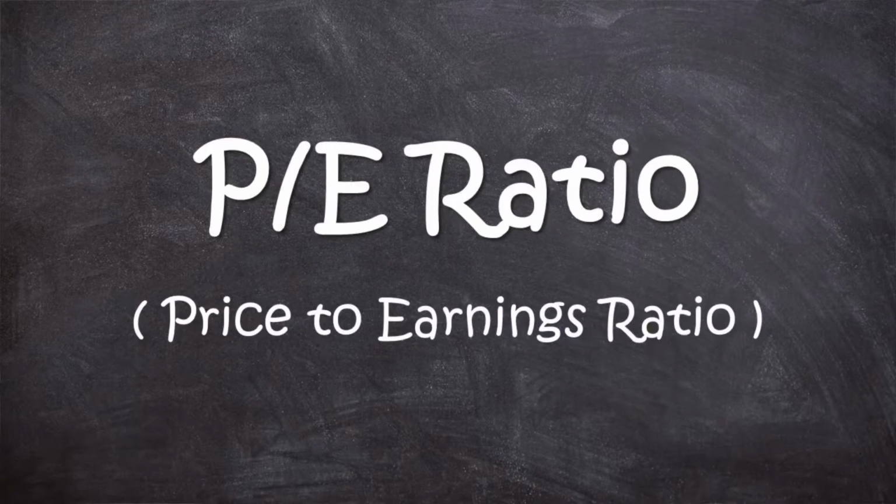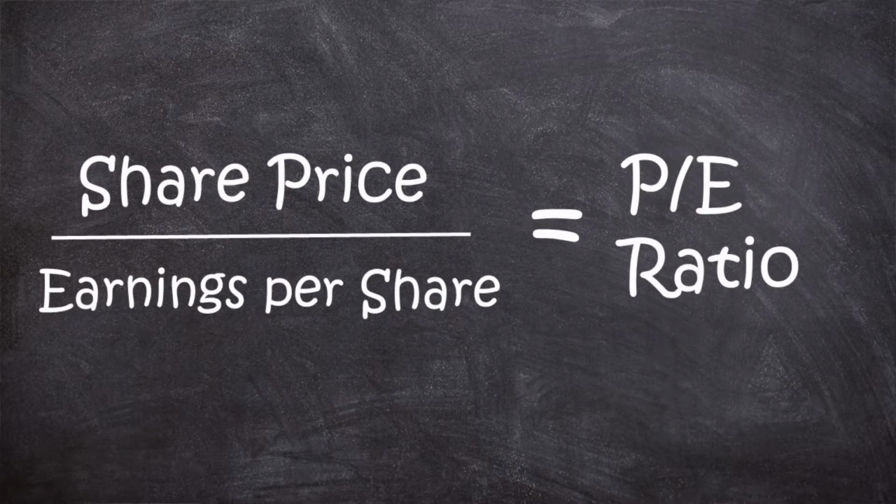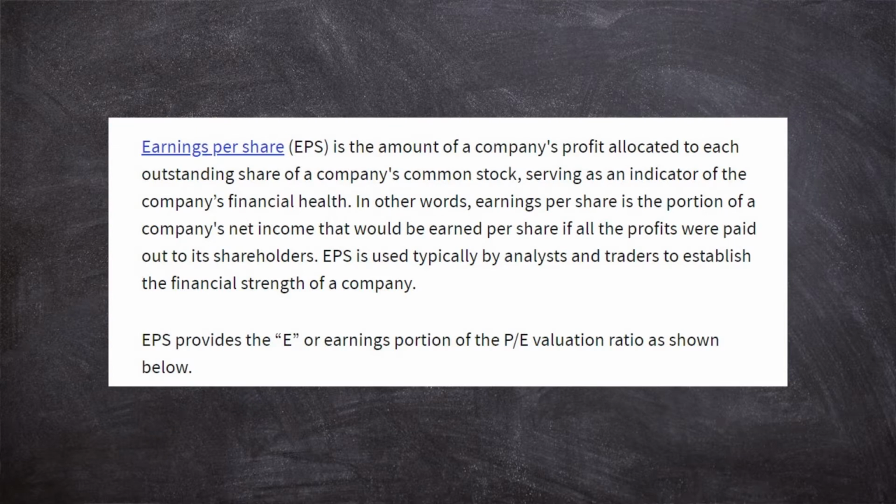All right, so today we are taking a look at the PE ratio, which is one of many metrics people will use when trying to value a stock. Now, a PE ratio is the price to earnings ratio and is obtained by taking a company's current share price and dividing that by their earnings per share. Earnings per share is the amount of a company's profit allocated to each outstanding share of a company's common stock.